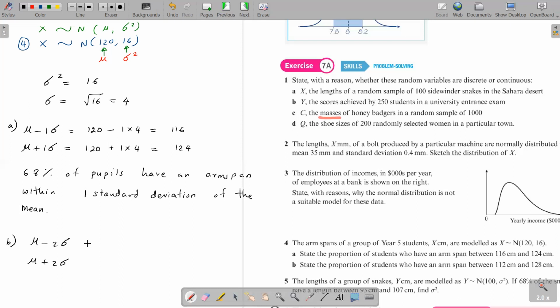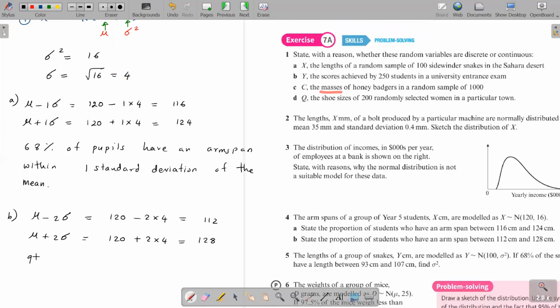And what was the rule? Within 2 standard deviations of the mean, how much data percentage do you find? 95% of the data lies normally within 2 standard deviations of the mean. So mean 120 minus 2 times sigma is 4. 120 plus 2 times 4, how much is it? 120 minus 8 is 112. 120 plus 8 is 128, and you can clearly see, right, between 112 and 128.